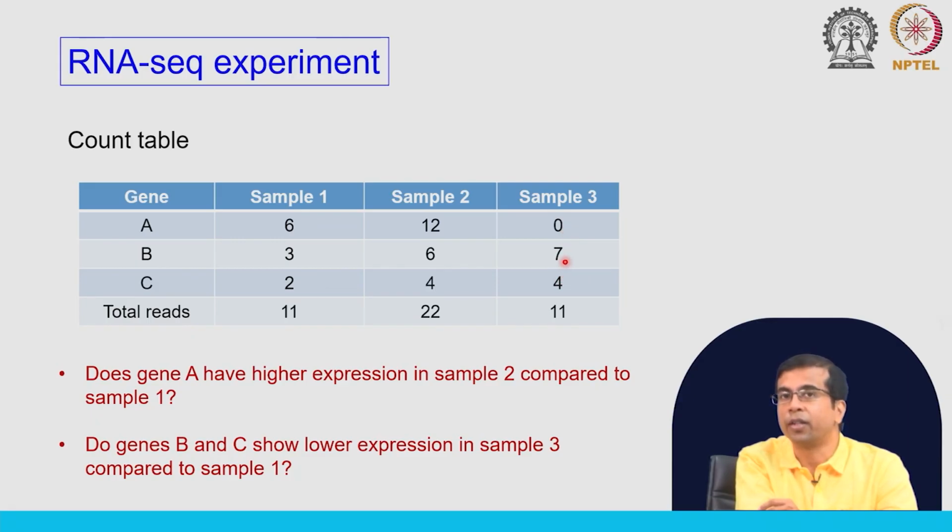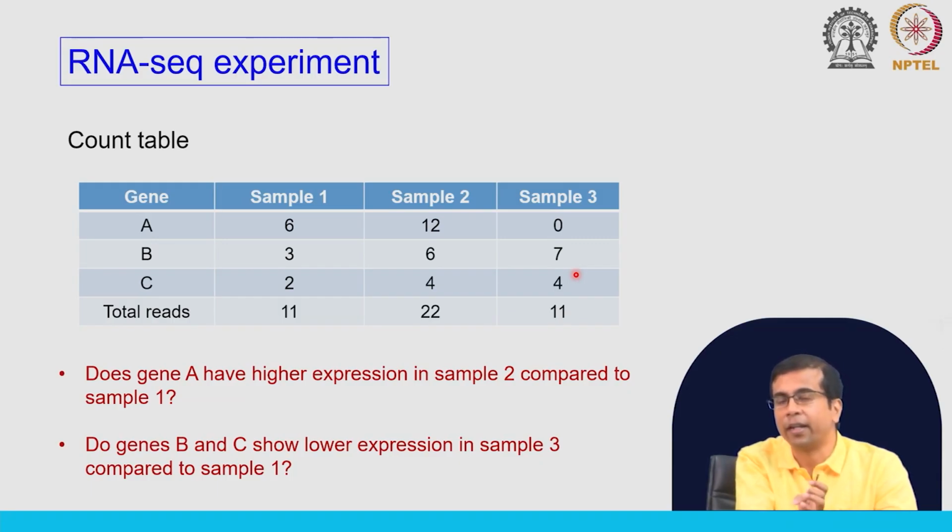So, all the reads will come from gene B and gene C, but this does not mean that gene B and gene C are showing higher expression, because gene A's expression has dropped. We are not getting any reads from gene A, so gene B and gene C show higher reads mapped to them. This kind of bias will arise, and this is an inherent bias in the RNA-seq experiment.